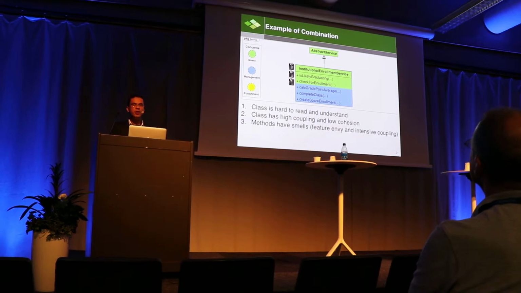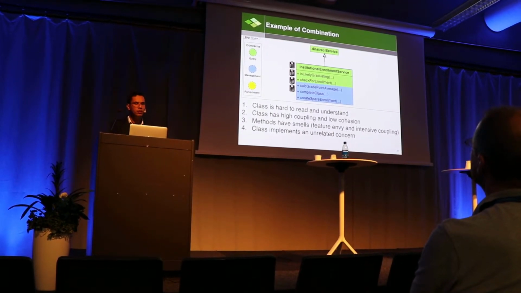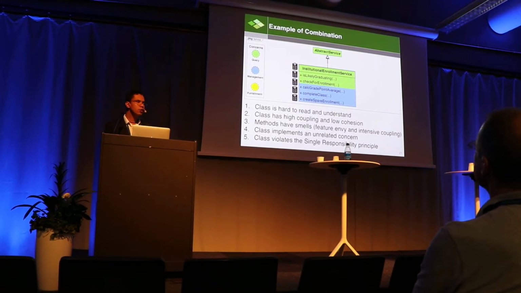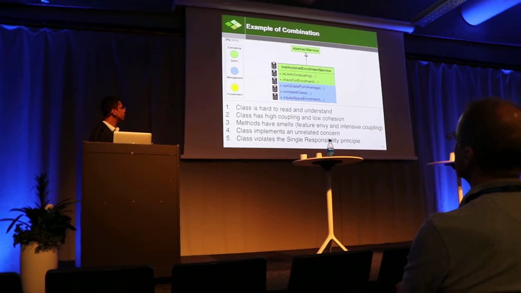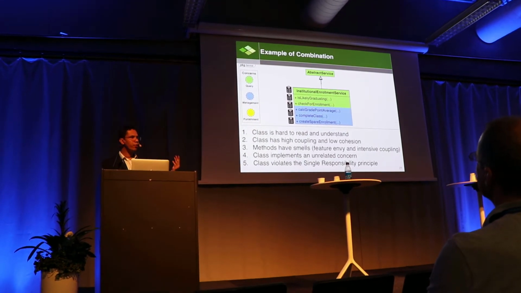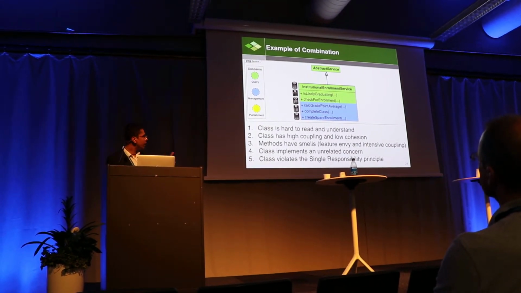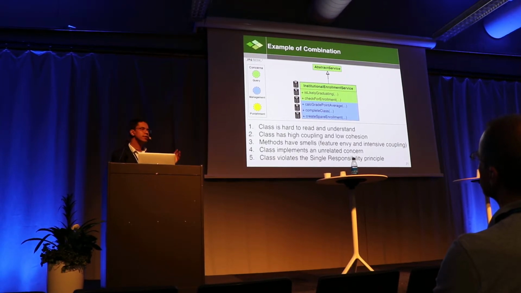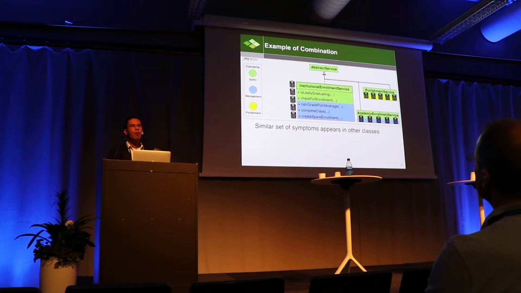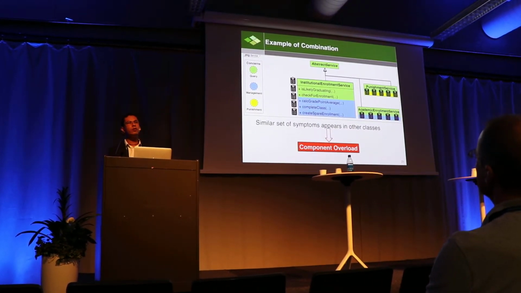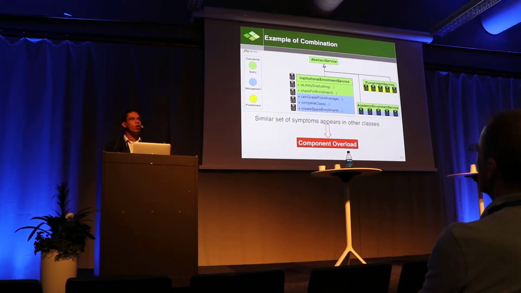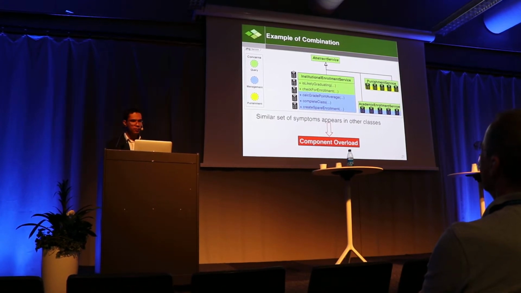And these smells appear in the class because the class was implementing 2 unrelated concerns, consequently violating the single responsibility principle. So each one of these 5 symptoms adds information to help developers identify a design problem in that component. But additionally, the developer noticed that all these symptoms appeared in other classes as well. And this was the reason that helped him identify the component overload in that package, since all the other classes that were implementing more than one concern contained these symptoms.